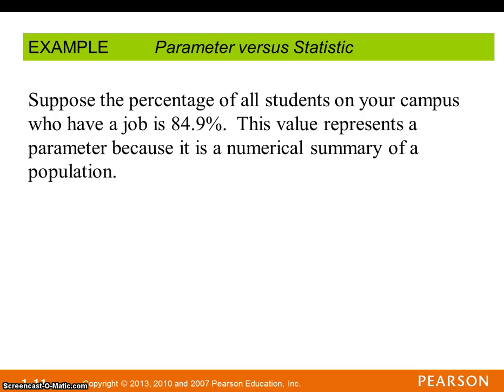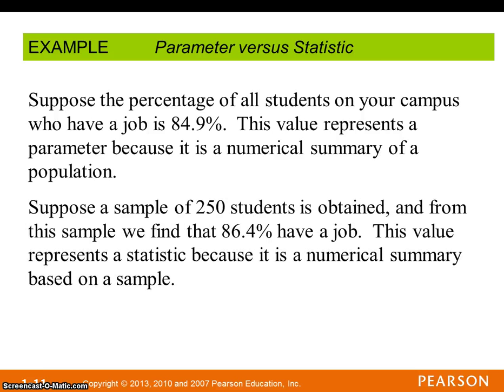So let's do some examples of parameters versus statistics. Suppose that the percentage of all students on your campus who have a job is 84.9%. This value represents a parameter because it's a numerical summary of the entire population. Suppose that a sample of 250 students is obtained, and from that sample we find that 86.4% have a job. This value represents a statistic because it is a numerical summary based on a sample from the entire population.